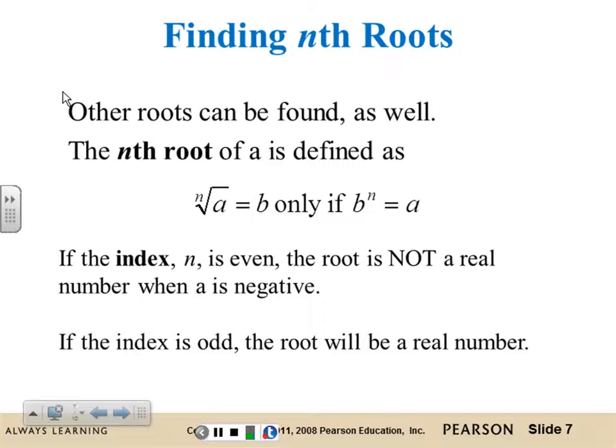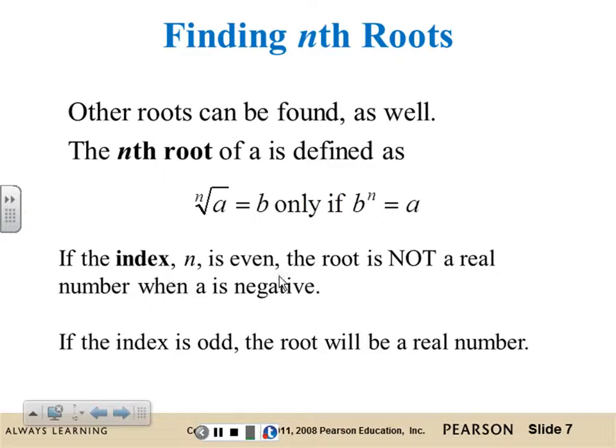Alright, so let's talk about finding nth roots. So we talked about square roots, we talked about cube roots. Now let's talk about anything higher, which would be an nth root. Other roots can be found as well. The nth root of A is defined as the nth root. Again, this is your index. A is your radicand. So the nth root of A is equal to B if and only if B raised to that index, in other words, what times itself that many times, will give us A. And that's what we've been talking about.